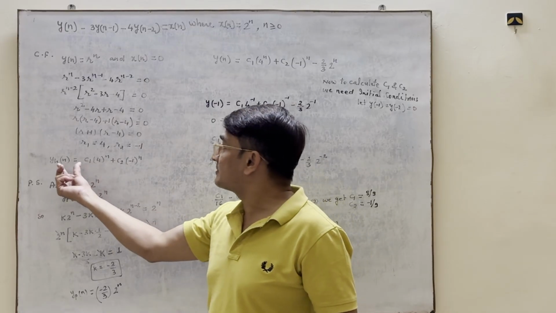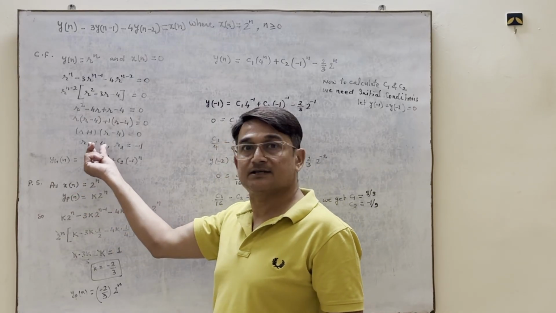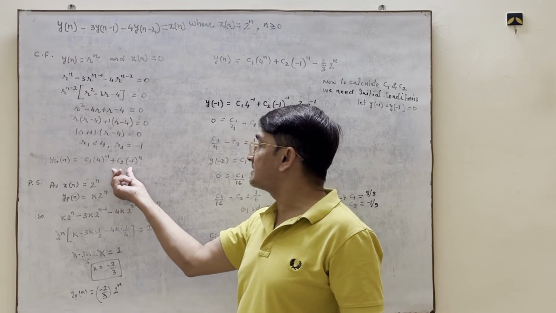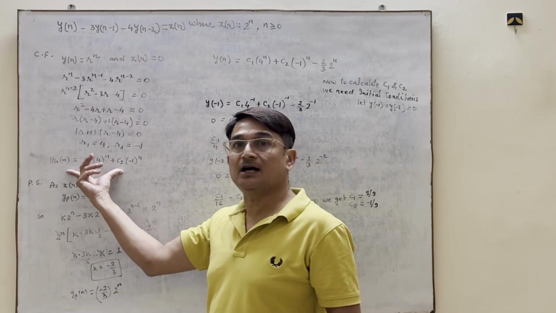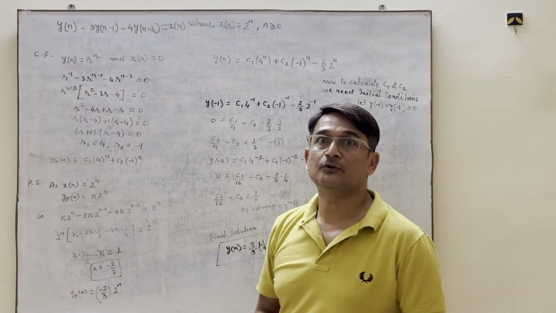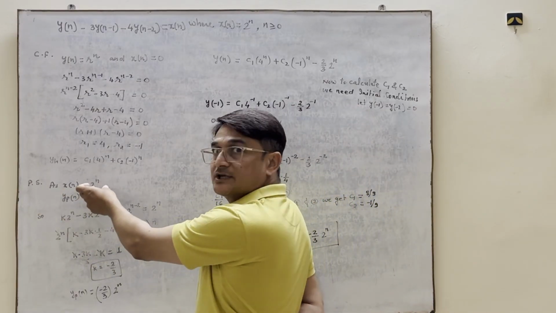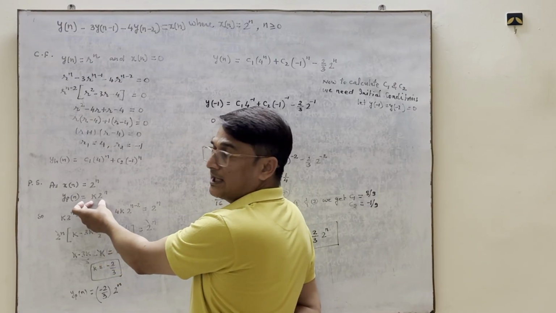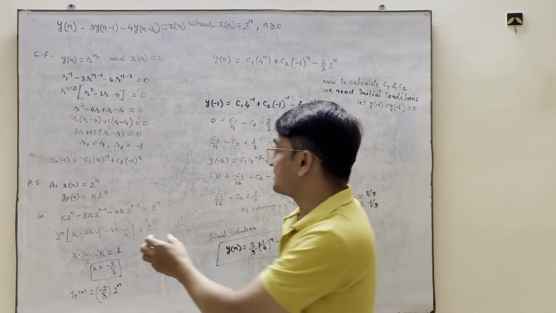So our complementary solution is c1 4^n, that is c1 first root to the power n, plus c2 second root to the power n, which is (-1)^n. So this is the complementary function. Now we will calculate the particular solution. As x[n] is equal to 2^n, that means yp[n] is equal to k 2^n, as per the table which we have just now discussed.